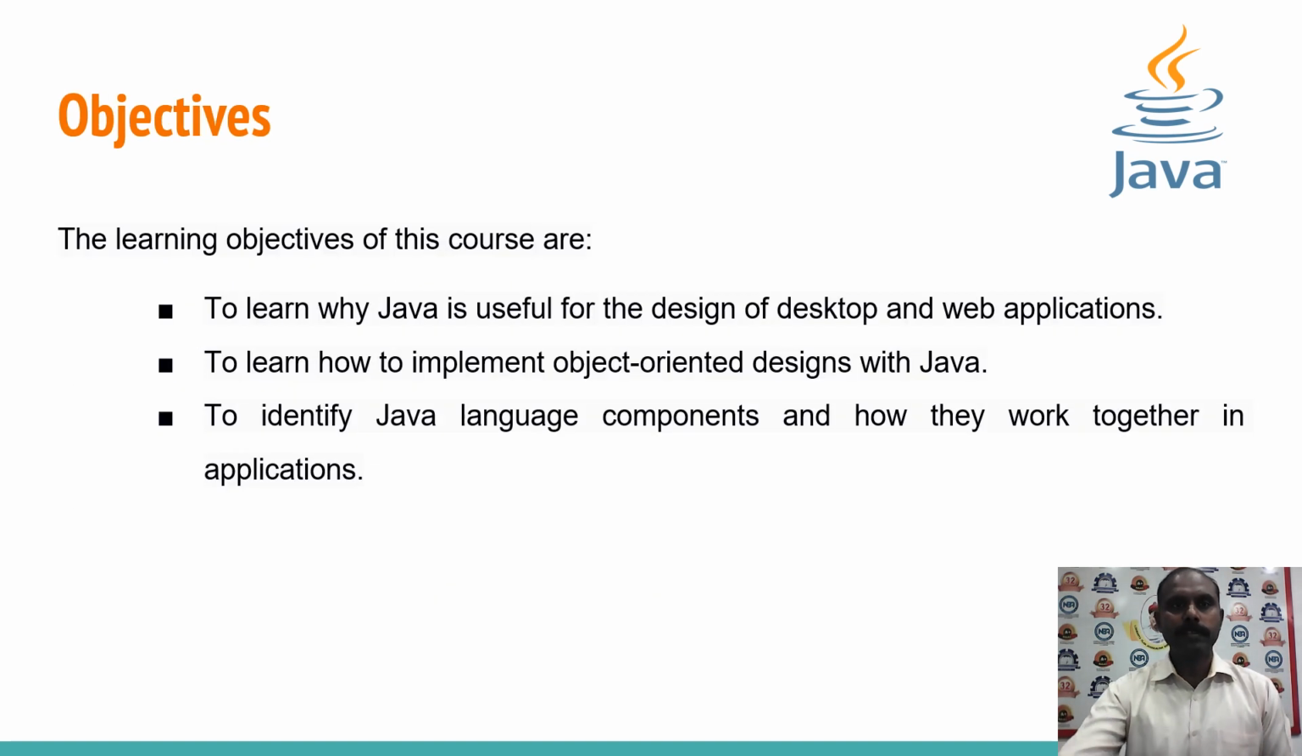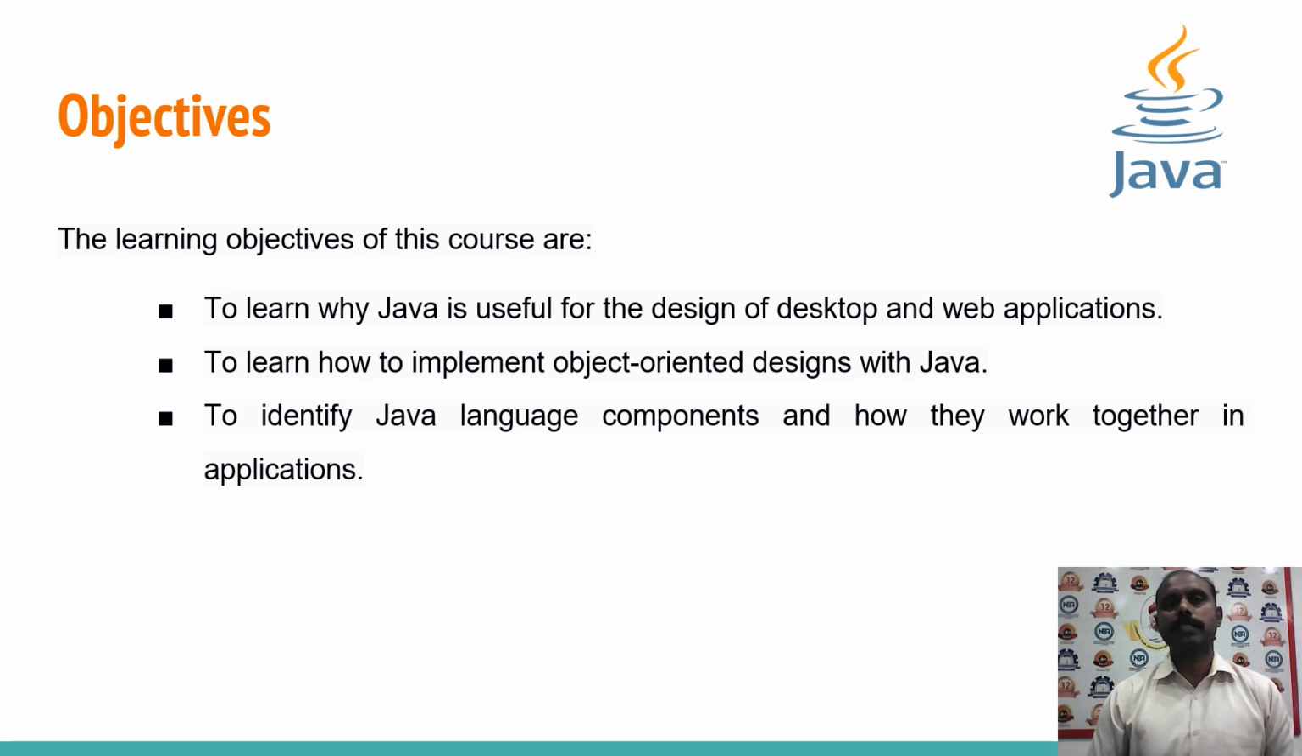Okay, next we'll find out some of the objectives of learning this particular course. If you learn Java, you can develop a desktop application. Desktop applications are nothing but applications which you can run on a desktop, for example, Notepad, Paint, or VLC player. And secondly, if you know Java, you can develop web applications: websites, dynamic websites, interactive websites. So this is another area where you can develop a project using Java.